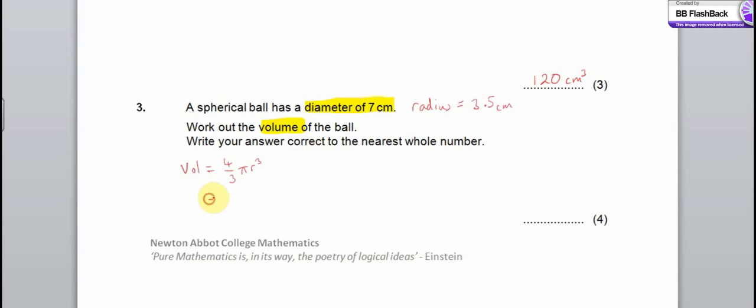So we just pop our numbers into it. So it's 4/3 times pi times 3.5 cubed. And if you shovel that into your calculator, you will get the number 51.31 and some stuff. So it says write your answer correct to the nearest whole number. So that's going to be 51, and again this is cubic centimeters.